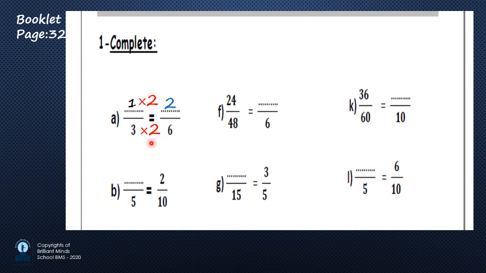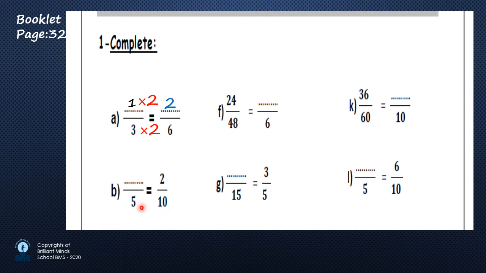Let's go to number B. Space over 5 equals 2 over 10. What is the completed fraction? First or second? Second. Use n or use d to find the clue? Use d. Okay. I'm moving from 10 to 5.